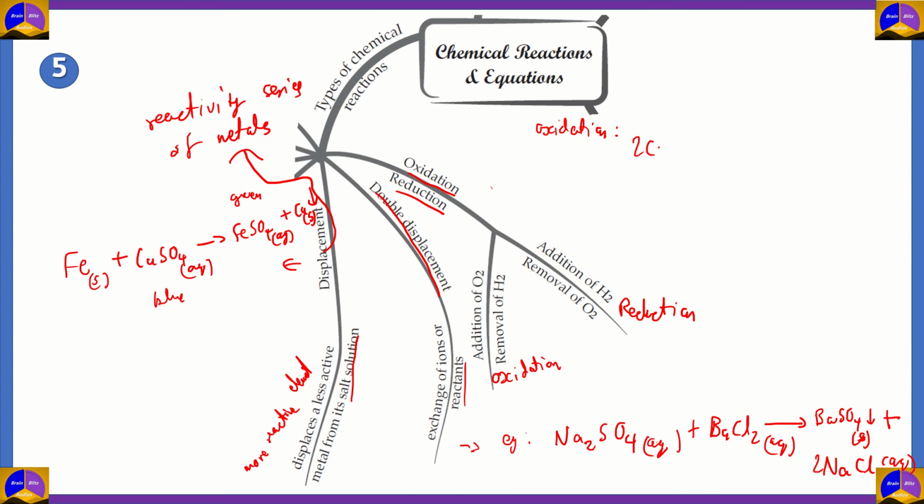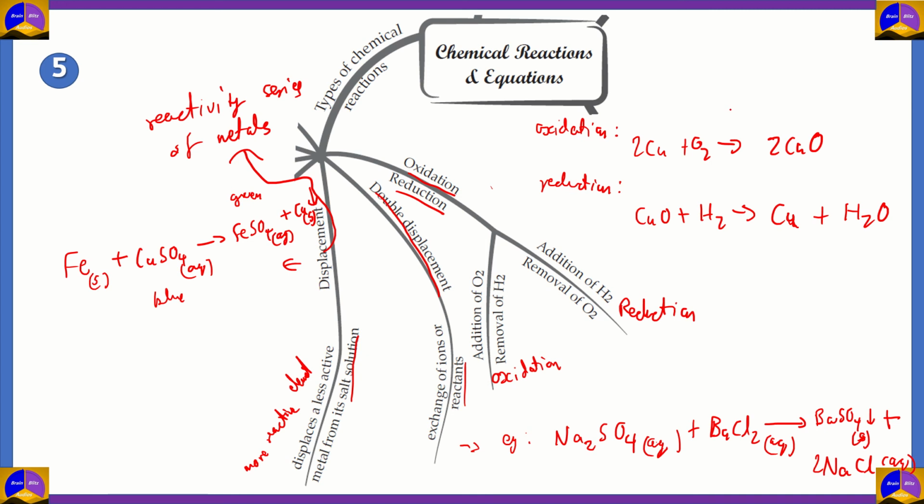An example for oxidation is the formation of copper oxide. So 2Cu plus O2 gives you 2CuO. So here you can see that oxygen is being added. So this is an oxidation reaction. For an example of a reduction reaction, that's the formation of copper from copper oxide using hydrogen. So CuO plus H2 gives you Cu plus H2O. As you can see, the oxygen gets removed in this scenario, and that's why this is called reduction.